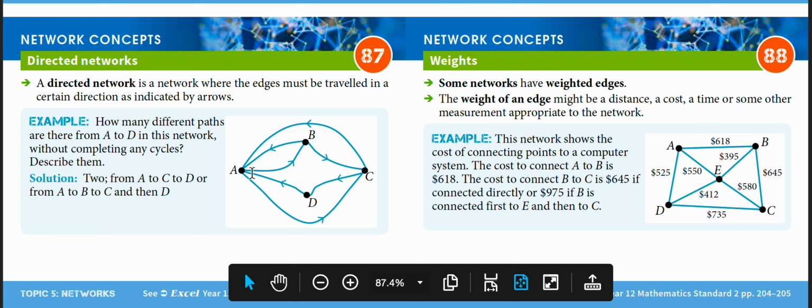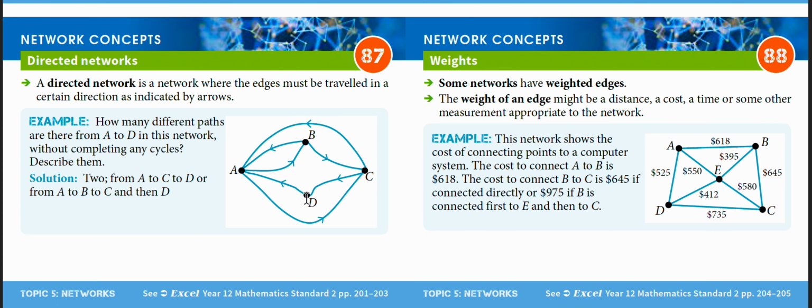Now the other one is we have to get to D from A. So let's see, where can we go? We can go from A to B, then to C, then to D. And that's a walk. All right. So that's what directed networks help us to decide.